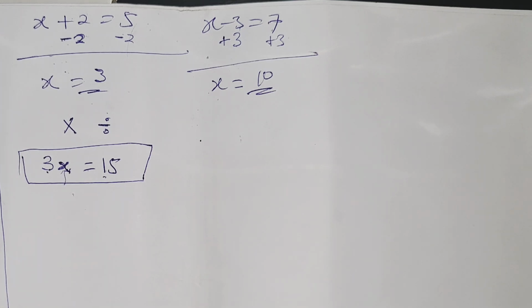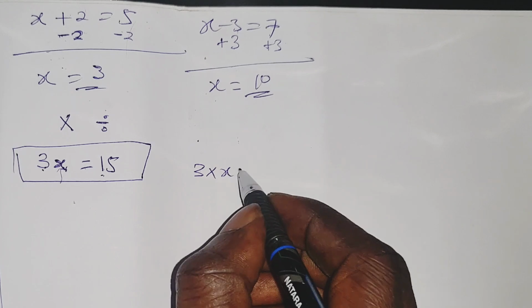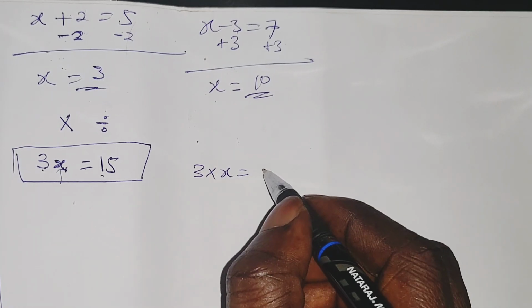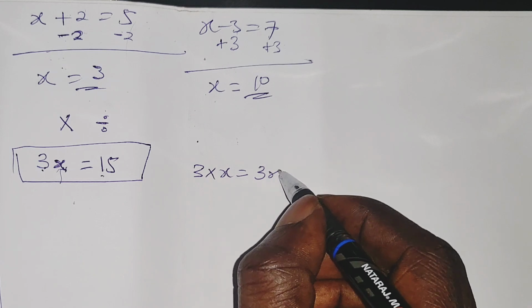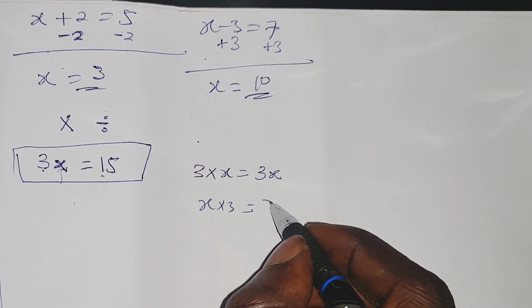But we need to show working. That's the most important thing. That's why we are going through this series of steps. Now, when you have 3 times x, please, in math, we just combine the letter and the number by first writing the number, then adding the letter to it. So even if you have x times 3, you still write 3x.